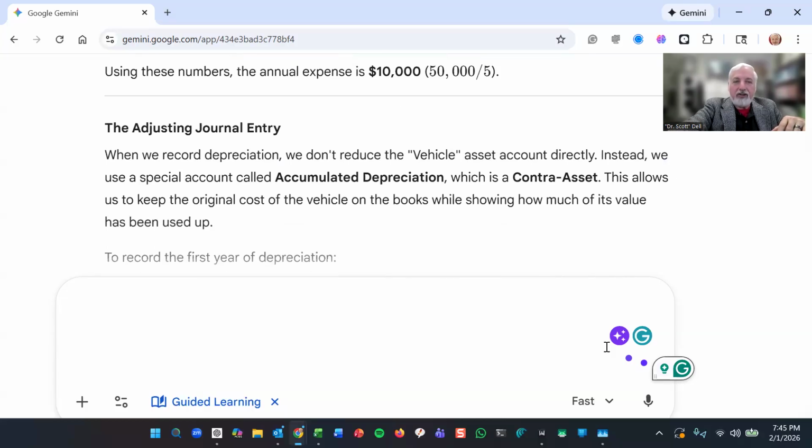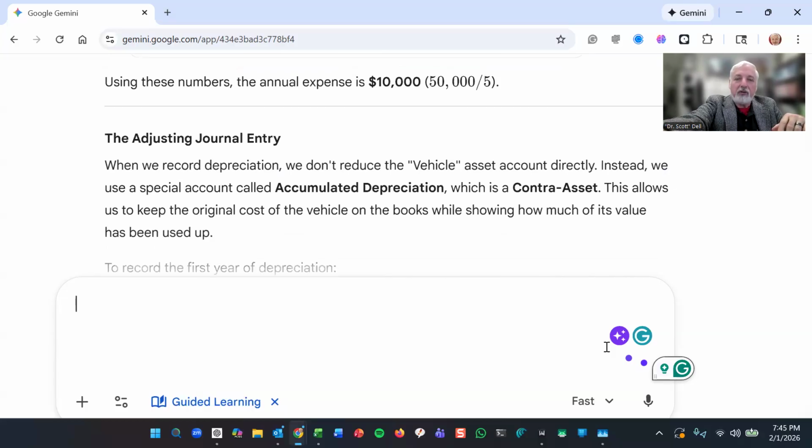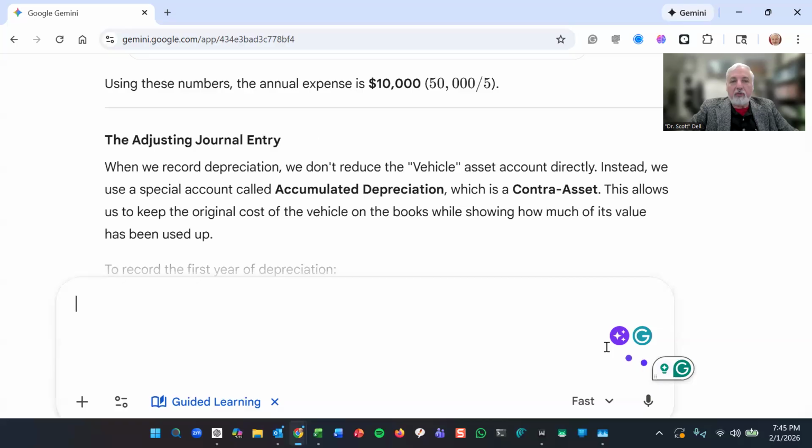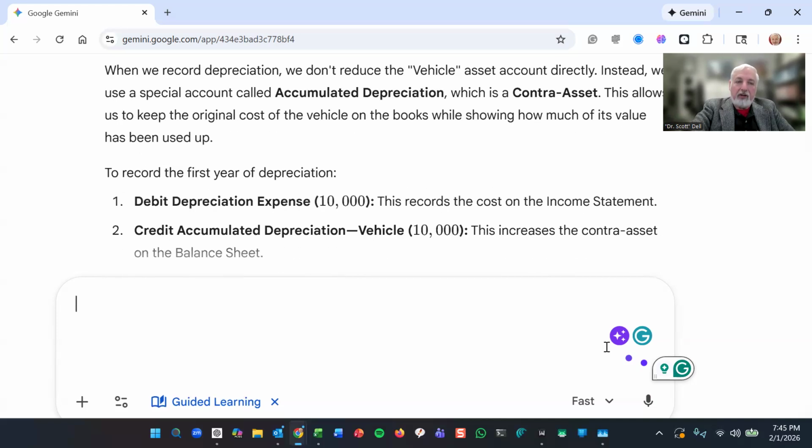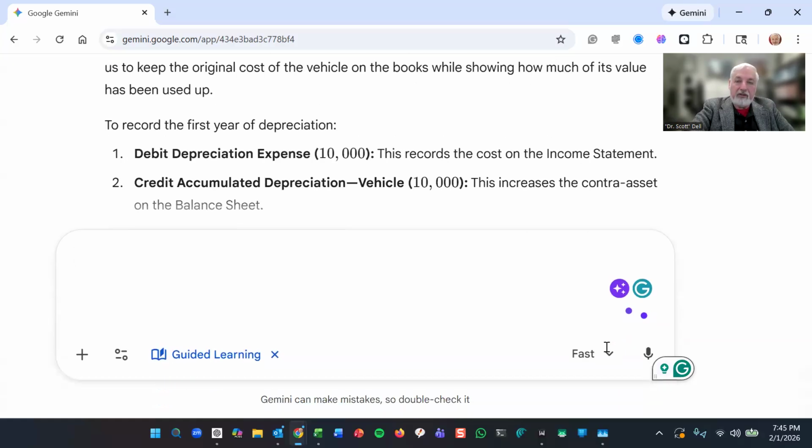Adjusting journal entry, record the depreciation. We don't reduce the vehicle directly. Instead, we use accumulated depreciation, which I've mentioned already, as a contra asset, an offsetting asset. We have contra revenue accounts that are debit balances, not credit. We have contra asset accounts that are credit balance, not debit. It allows us to keep the original cost on the vehicle, so it'll always stay there until we get rid of it. Debit depreciation expense, 10,000. Credit accumulated depreciation vehicle, 10,000. And that's how that sets.